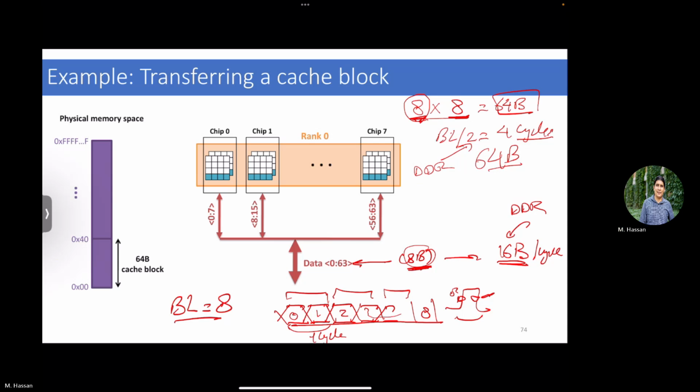Yeah. DDR by default. Oh, yeah. There is no way you can get a single byte out of the DRAM. Yeah, that's true.